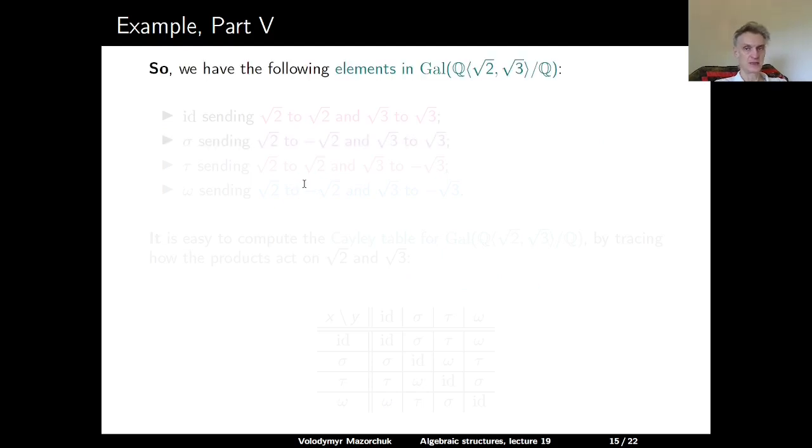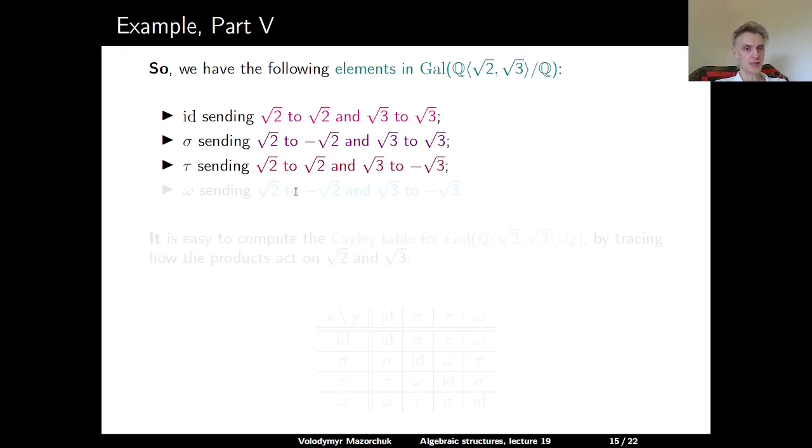So we have the following elements in the Galois group. The identity element, it sends the square root of 2 to the square root of 2 and the square root of 3 to the square root of 3. The element which we denote by sigma, which sends the square root of 2 to minus the square root of 2 and the square root of 3 to the square root of 3. The element which we denote by tau, it sends the square root of 2 to the square root of 2 and the square root of 3 to minus the square root of 3. And the element which we denote by omega, which sends the square root of 2 to minus the square root of 2 and the square root of 3 to minus the square root of 3.